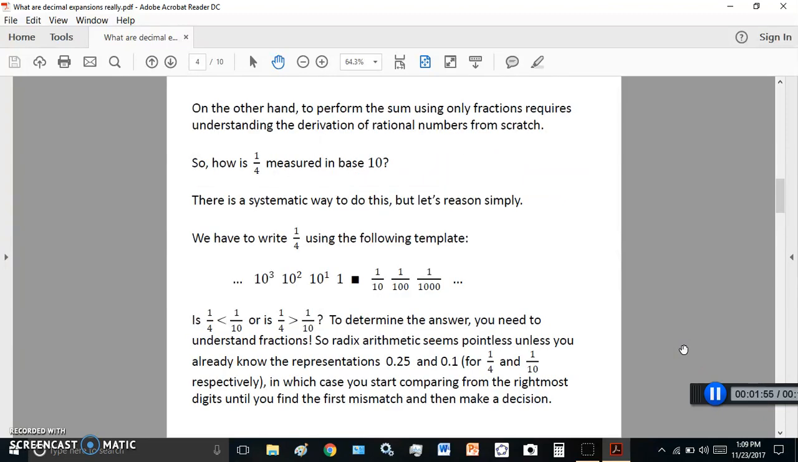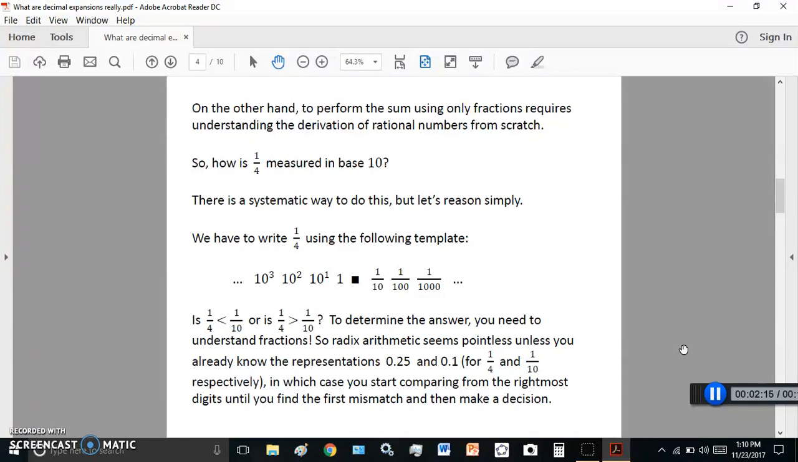On the other hand, to perform this sum using only fractions requires understanding the derivation of rational numbers from scratch. That's quite a big deal, and it will take a long time to learn that. So how is a quarter measured in base 10? Well, there is a systematic way to do this.